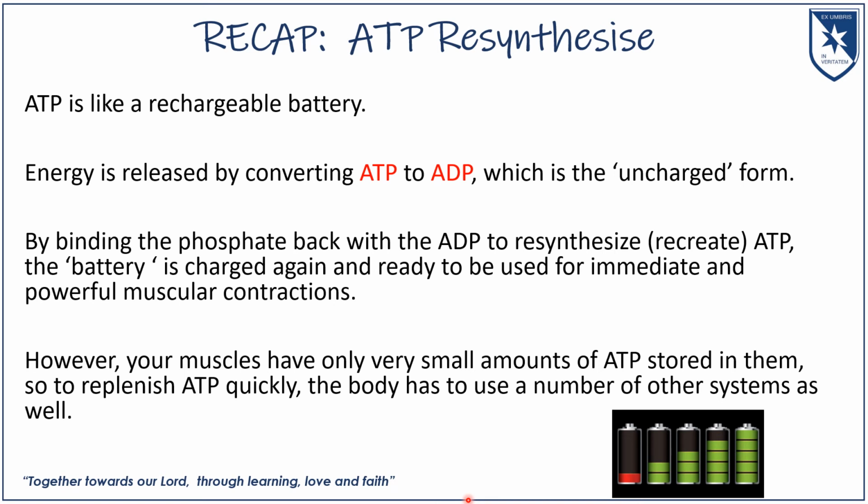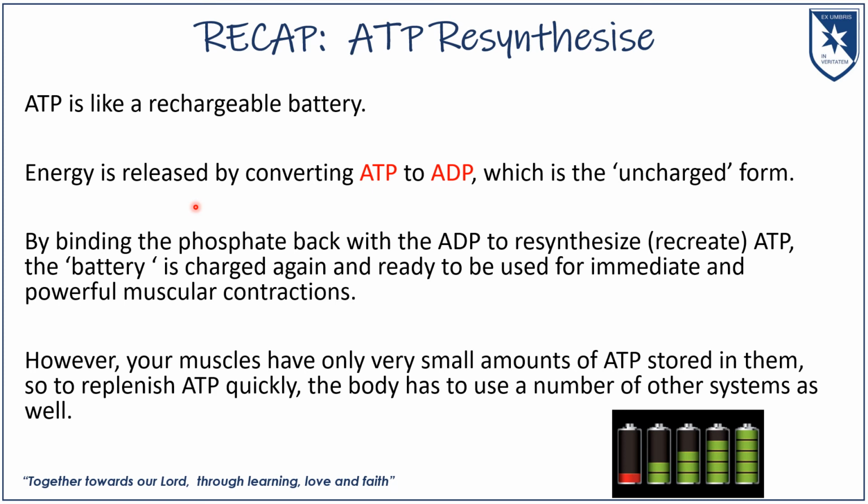So just a small recap of what we've learned, and just put it into a slightly different picture for you. So ATP is like a rechargeable battery effectively. The energy is released by converting it from ATP into ADP, so we're losing one of those phosphates to give us energy for our body. So it's in its uncharged form in ADP. By binding the phosphate back with ADP to resynthesize, recreate ATP, the battery is then charging up and it's ready for use on the intermediate and powerful muscle contractions.